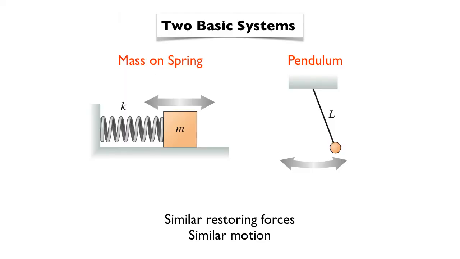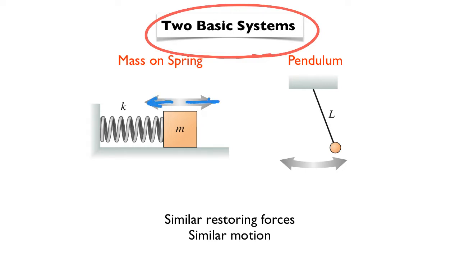Now, we're going to look at two basic systems that do simple harmonic motion. And in both cases, you have an equilibrium position. So if I have a mass on a spring, if we look at a case where the spring is not stretched and is not compressed, the mass is at equilibrium. And if we move it right or left of its equilibrium position, the spring is going to pull it back toward equilibrium. But once it gets there, it's going to keep on going. And so you have an oscillation.